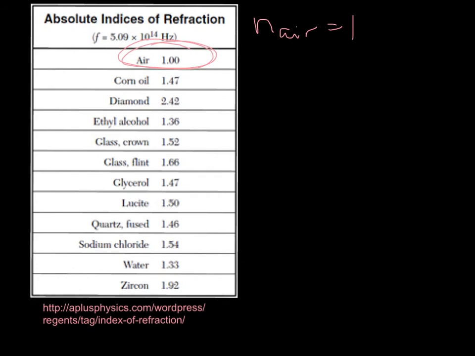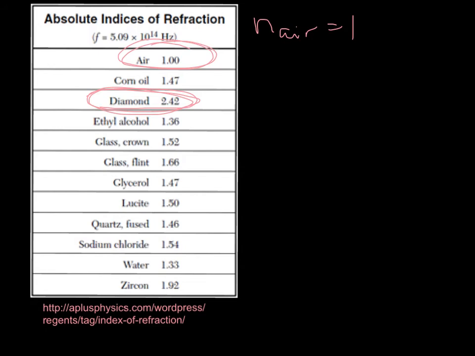Yes, light does change speed as it goes from outer space into our atmosphere, and that is what causes sunsets. So, yes, it does happen. But for the most part, we're just going to use 1 as the index of refraction for air. Notice that diamond has a huge index of refraction. That 2.42, that's huge.